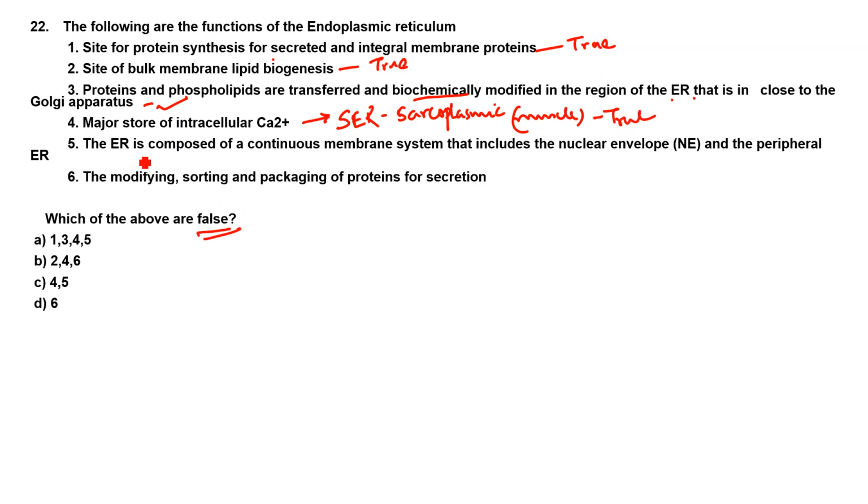Then option number 5: the ER is composed of a continuous membrane system that includes the nuclear envelope and the peripheral ER. This is also true. Just now we saw the diagram of the nucleus, right? We saw that the outer membrane of the nuclear envelope is continuous with the endoplasmic reticulum. So that is what has been stated here. Now, statement number six: the modifying, sorting, and packaging of protein for secretion.